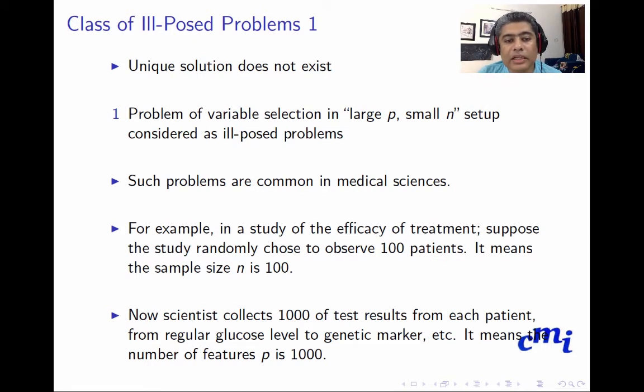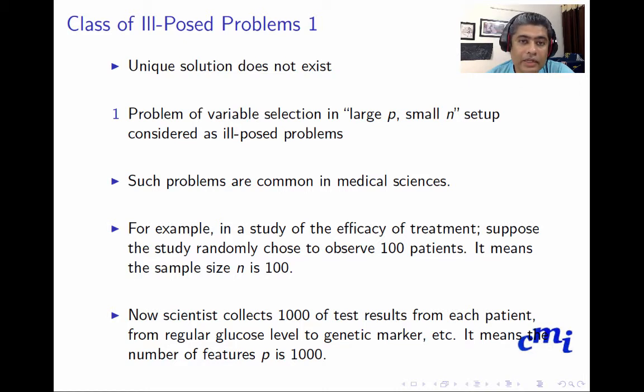So let us investigate the first class of ill-posed problem in a little more detail: a unique solution does not exist at all. Consider the problem of variable selection in a large P, small n setup. Such problems are very common in medical sciences. For example, in a study of the efficacy of a treatment, suppose a study randomly chose to observe 100 patients. It means your sample size n is 100. Now scientists want to collect thousands of test results from each patient, from regular glucose level to genetic markers, all kinds of tests they can do. So the number of features, P, is 1000.